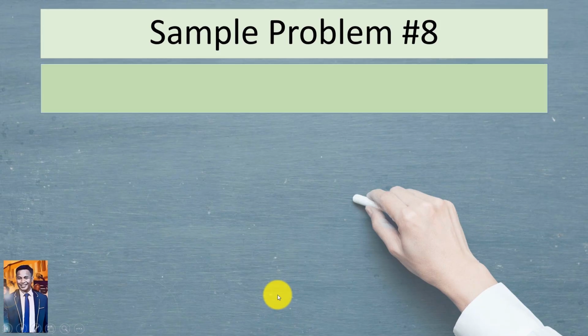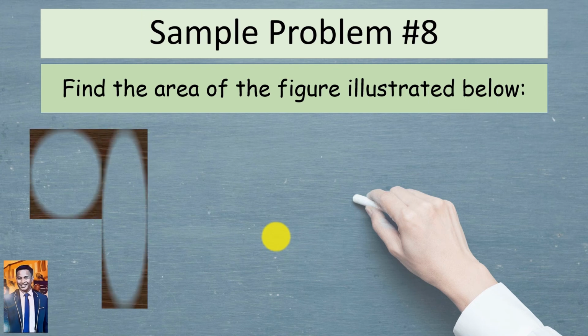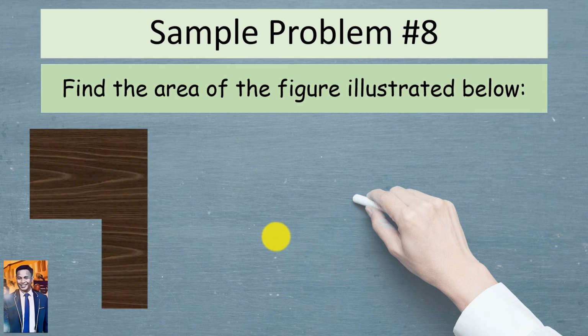Okay. Sample problem number 8. Okay, find the area of the figure illustrated below. Okay, figure illustrated below. So, yan naman. Okay, mukha siyang vinyl tiles. Okay, mukha siyang linoleum. Actually, kitang-kita natin, pwede natin siyang hatiin dito. Okay, we have dito itong figure na ito, and this one is another figure.